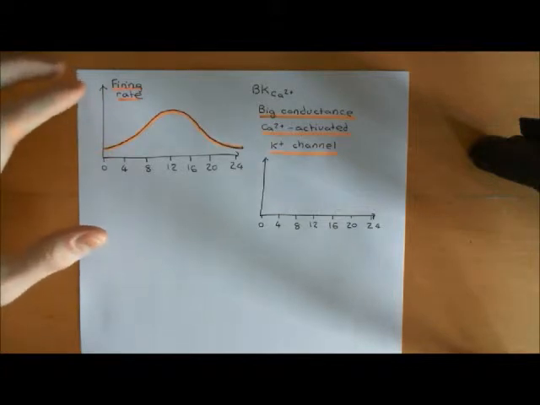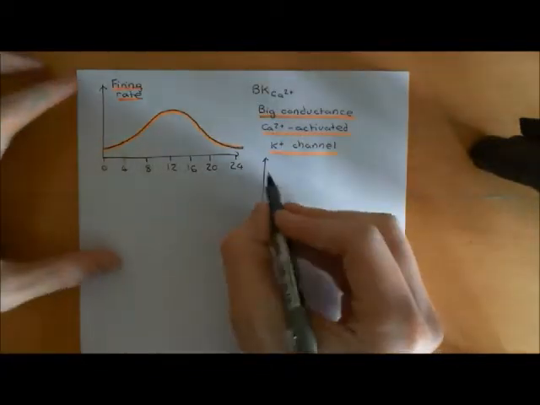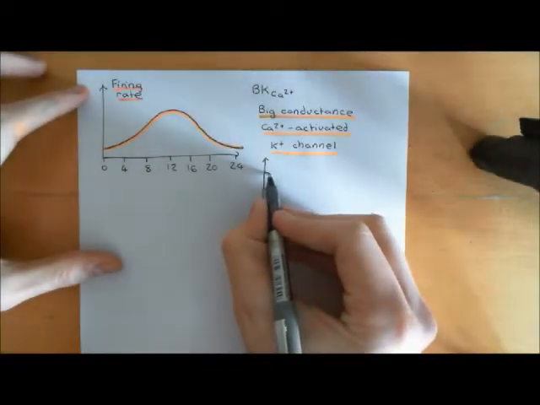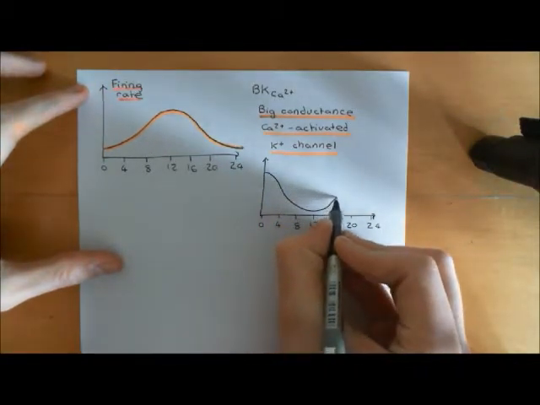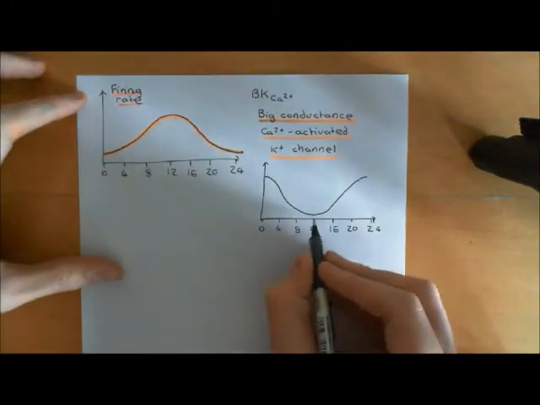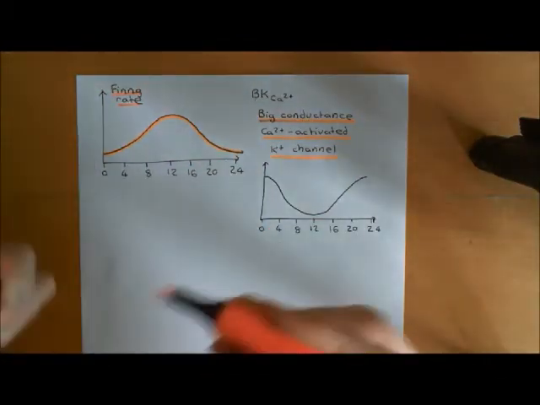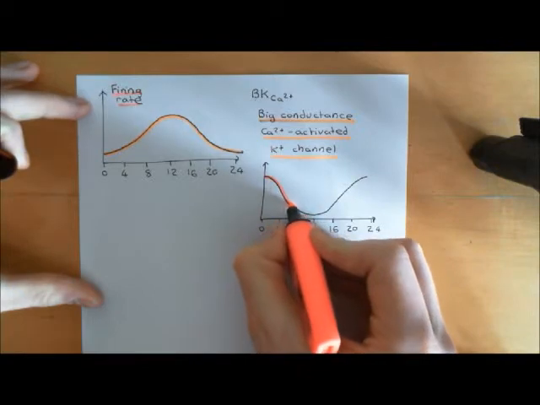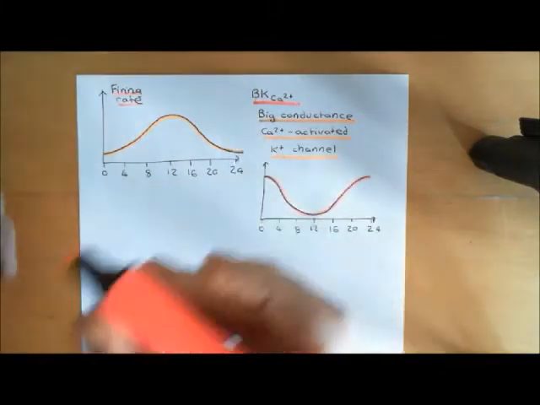Okay, now, it turns out that the big conductance calcium-activated potassium channel goes up during midnight, and then it goes down to a minimum at midday. So if we were to plot the expression level of this potassium channel, it looks like this. It goes down to a bottom at midday, and then it rises to a peak at midnight. This is the expression level of our big conductance calcium-activated potassium channel, our BK Ca2+.